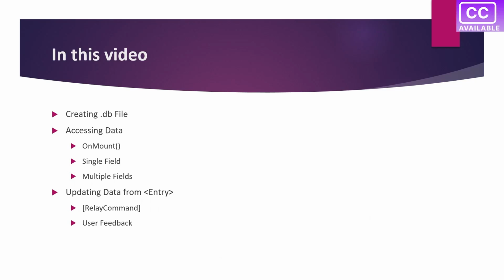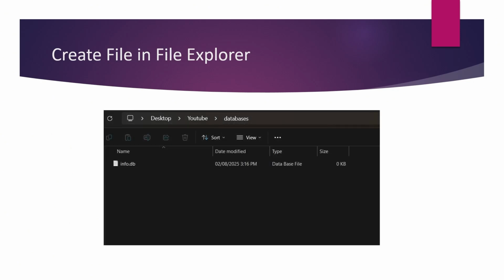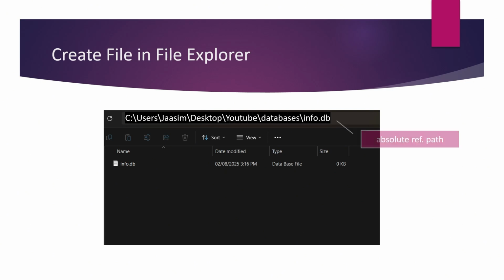So in this video, I'll be talking about how to create a database file and how to access it, and also how to update data from an entry box. Firstly, we need to create a database file. For that, just open your file explorer and create a file ending with the .db extension. And also here, we need to note the reference path to your file, and that will be very important later on.